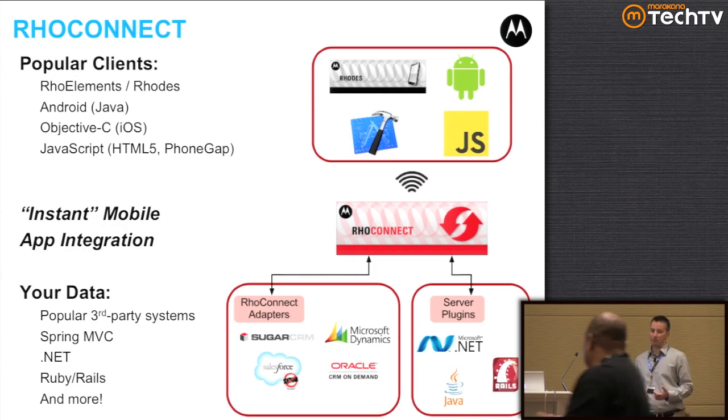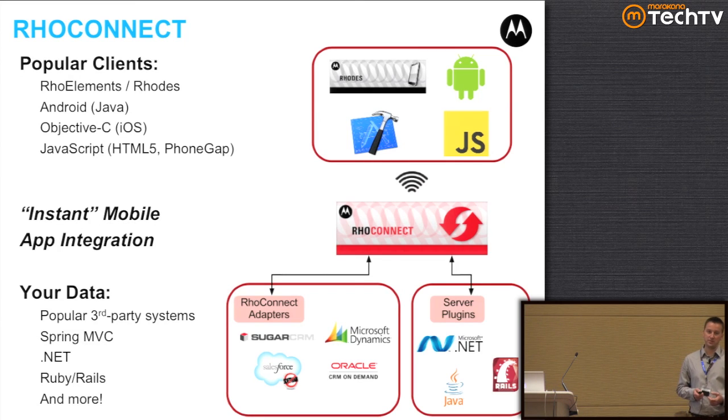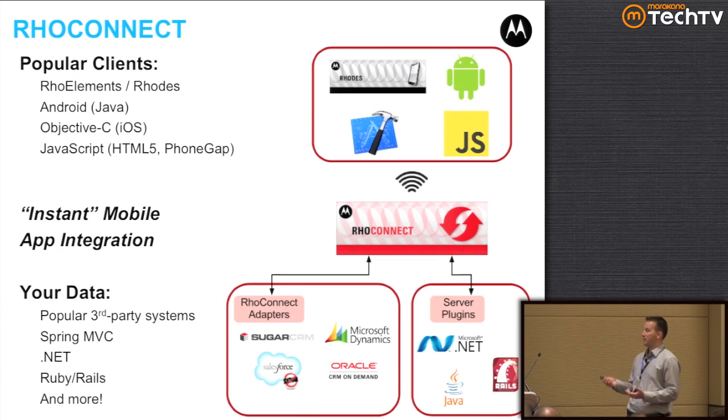We also have a client for regular Android Java if you're building a regular Android application, or if you have an existing iOS application, we have an Objective-C client. We also have a JavaScript client, RHOCONNECT.js, which I'll be showing later in the demo. This lets you use RHOCONNECT directly from an HTML5 application, for example, PhoneGap, or even a desktop application.